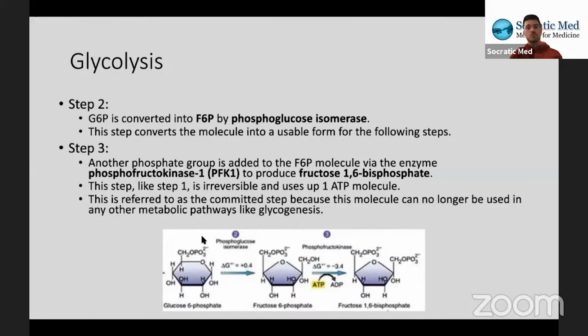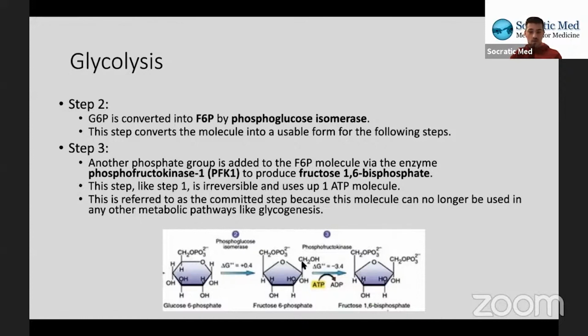Okay, so step 2, G6P is now converted into F6P. So we have glucose 6-phosphate. It is now converted into fructose 6-phosphate by phosphoglucose isomerase. This step converts the molecule into a usable form for the following steps. So step 2, we have G6P right over here. Phosphoglucose isomerase. It is an isomerase. It's the same exact molecule, just in a different conformation.